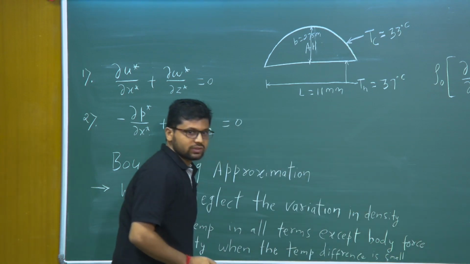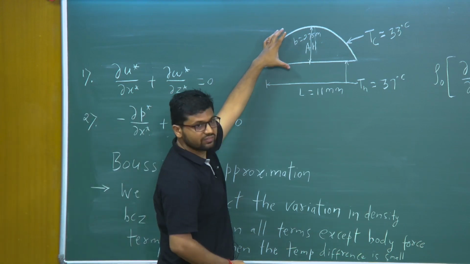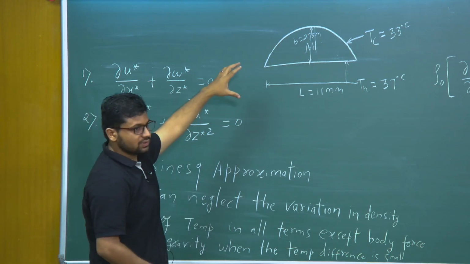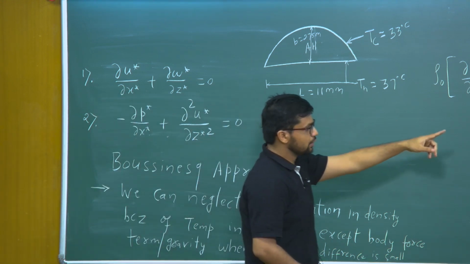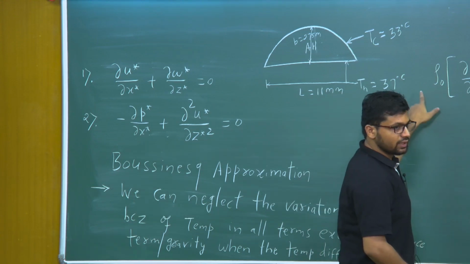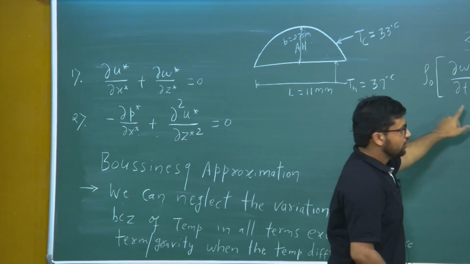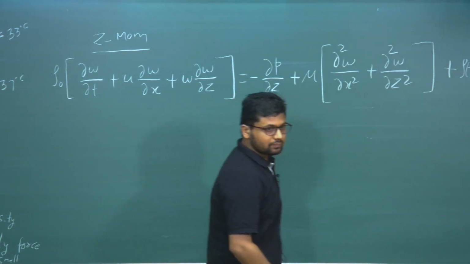So, what I mean to say is, if the density difference between the two surfaces is very small, then we can take density as constant in all the places except in the body force term, and that is why you can see that in the inertial term I have taken density as rho naught, whereas in the body force term I have taken density as a function of temperature. Okay.